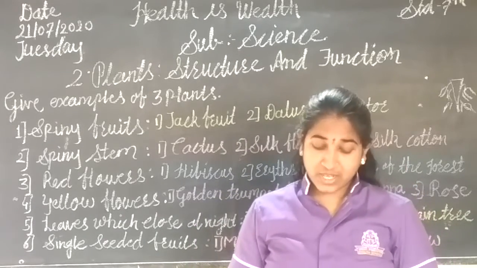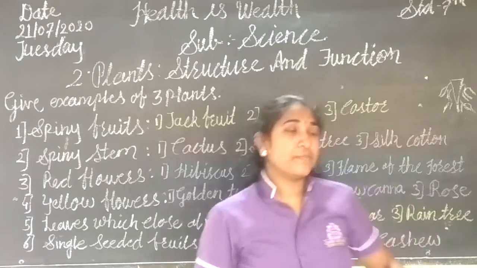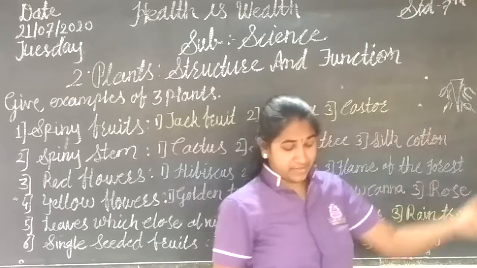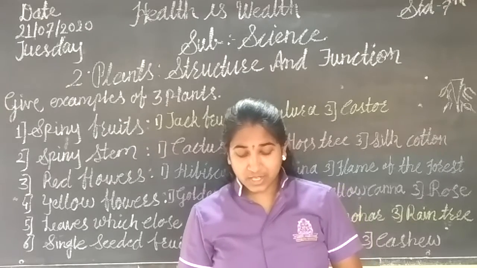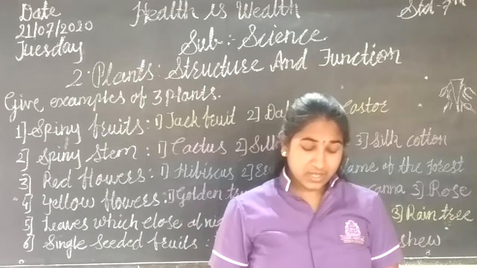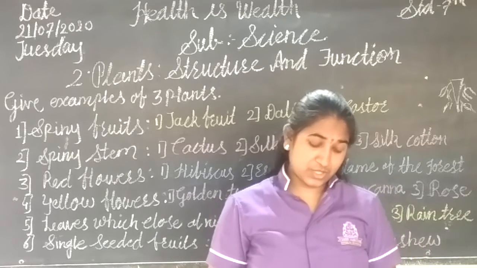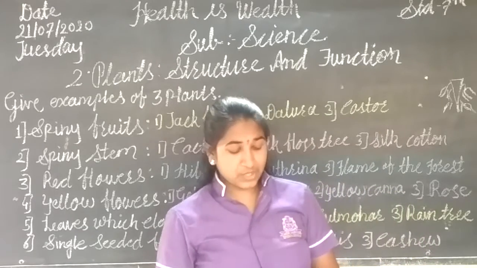Taproot. The taproot is thicker at the base. It tapers towards the end. Then root hair. Hair-like processes near the root tips are called root hairs. Root cap. In the region of growth of the root, the tip is covered by a cap-like structure. This is the root cap, which protects the root tip from injury.